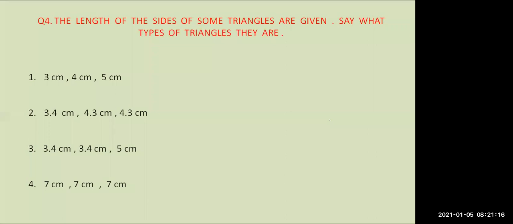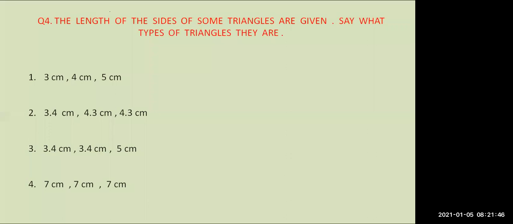Very good. So now the lengths of the sides of some triangles are given. Say what type of triangles they are. Now here you don't have drawn triangles, so you can just observe the figure and tell me. Now you have the measurement of sides. Instead of drawing a triangle, they have given the measurement of sides.